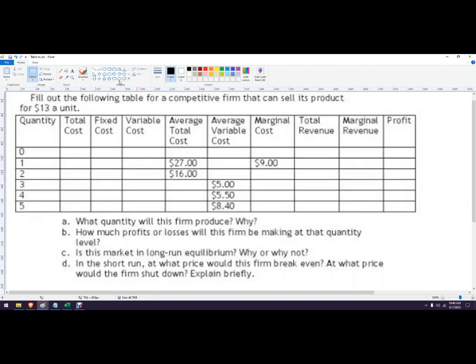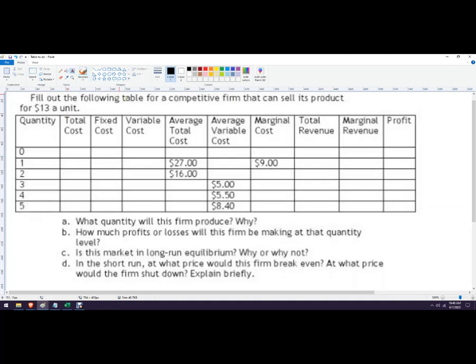So given some information here, it says it's a competitive firm, which means it's operating under perfect competition. All the products are the same, and we're selling them at the same price. We're given that price. That price is $13 per unit.